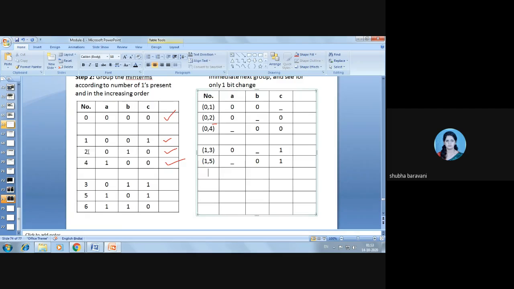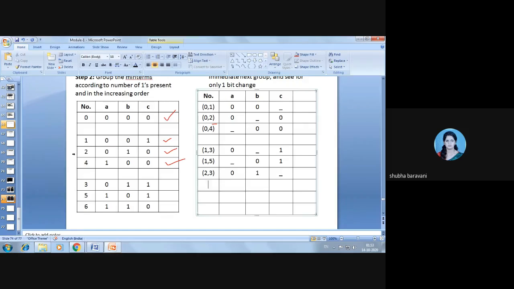Now 2 I have to compare with 3, 5, 6. So compare 2 with 3. 0 is 0, 1 is 1. So 2 comma 3 is possible. In 2 comma 3, A is 0 to 0, B is also 1, retaining 1. So 0, 1. However, C changes its state from 0 to 1.